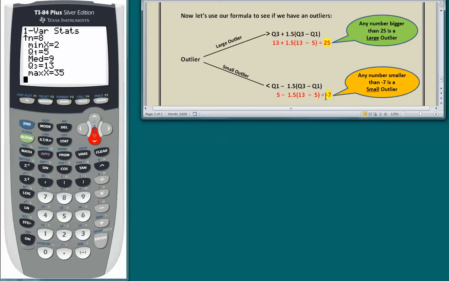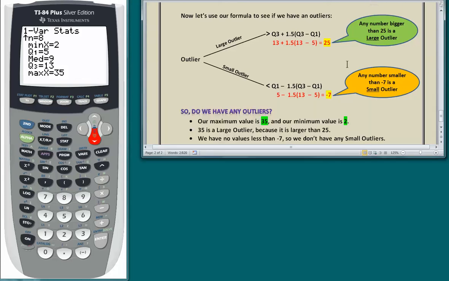Let's look at small outliers. A small outlier is a number that's less than Q1 minus 1.5 times Q3 minus Q1. Well, Q1 is 5. Again, the calculator tells us that, so I'm going to put a 5 there. Minus 1.5, that's the same, times the same thing we had up here, Q3 minus Q1. Q3 is 13, Q1 is 5, and if you do this on your calculator, you will get negative 7. Any number smaller than negative 7 is a small outlier.